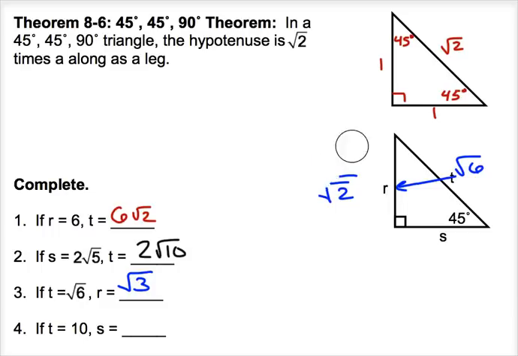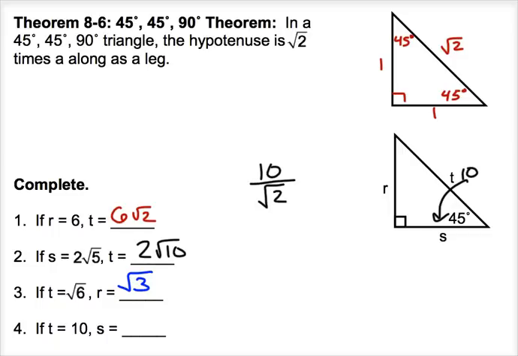Number 4. If t is 10, how big is s? Well, coming to the shorter side, I need to divide. So I need to take 10 and divide by the square root of 2. But I can't leave a square root of 2 in the denominator, so I have to rationalize it. So I multiply top and bottom by the square root of 2.